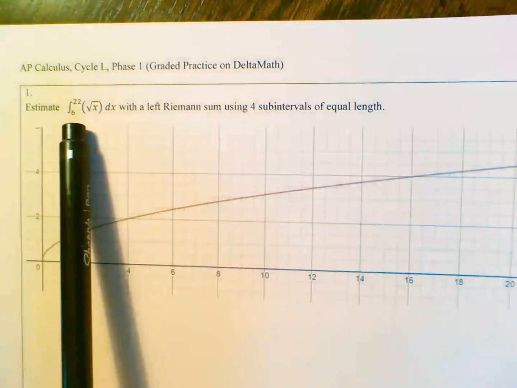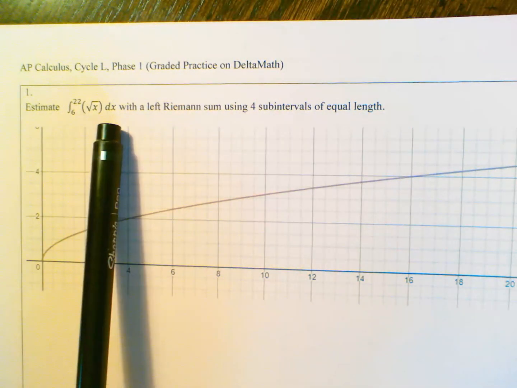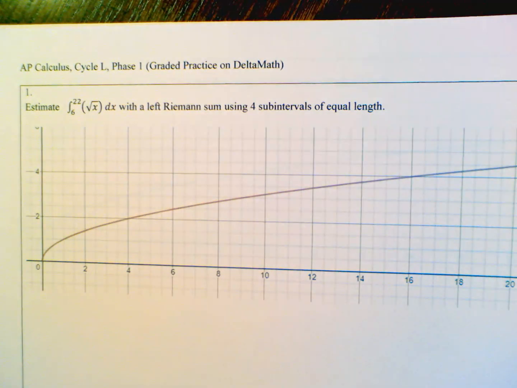So, estimating a definite integral. We're going to estimate this definite integral, the integral from 6 to 22 of radical x, with a left Riemann sum using 4 subintervals of equal length.